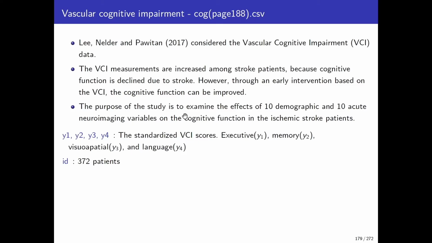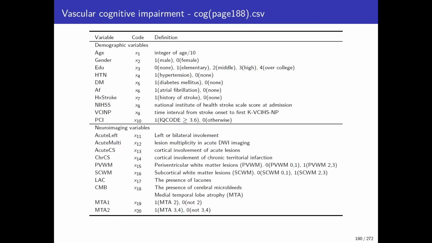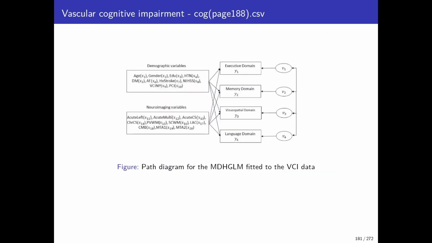Therefore, we have four Y's: Y1, Y2, Y3, and Y4. Y1 for executive, Y2 for memory, Y3 for visual-spatial, and Y4 for language, with 372 patients. This table represents the information on all variables. These figures represent the path diagram for the MDHGLM fitted to the VCI data.